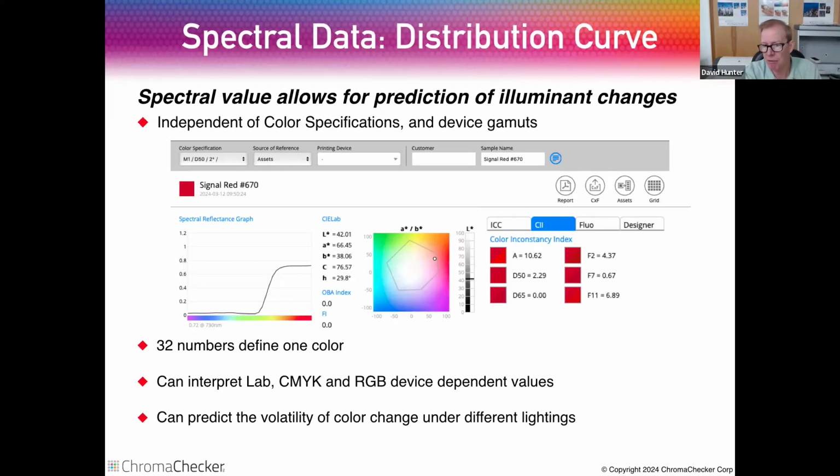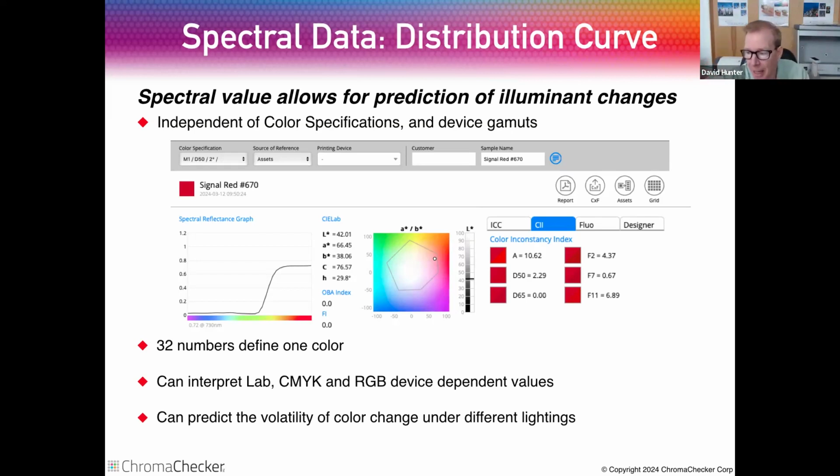Over on the right, you see F2, F7, F11. These are different fluorescent standards. And you can see how much that signal red is changing under different fluorescent lights. And if you have a measurement device like an i1 or a Miro one that allows you to actually, through ChromaChecker capture, measure whatever light you're working in, you can add a custom illuminant on this tab to show you what effect this signal red will have under, let's say, a given LED light that you're needing to design it for.